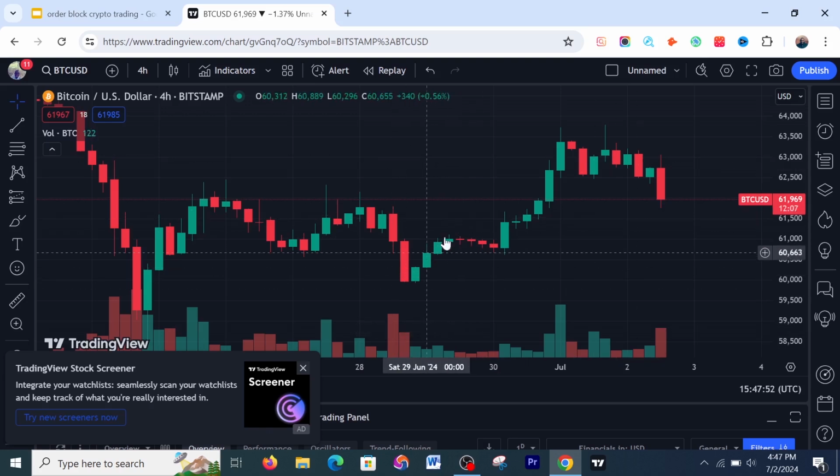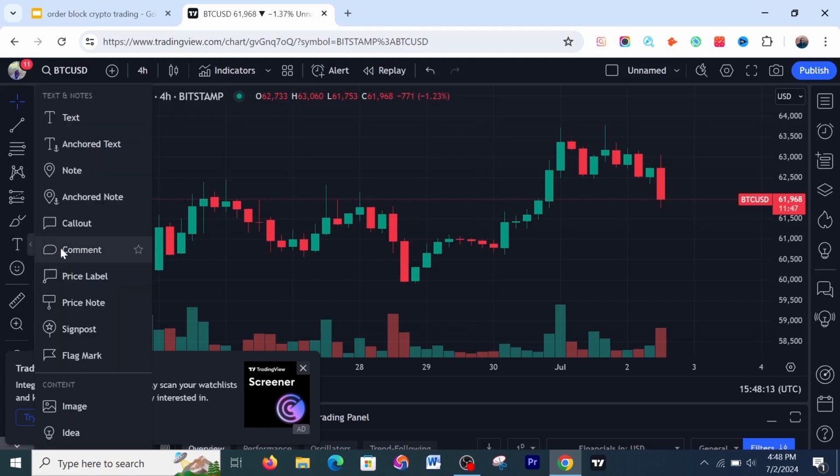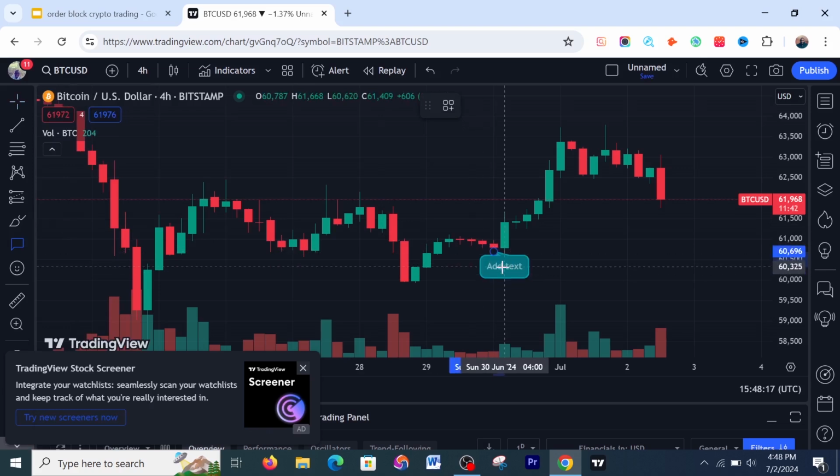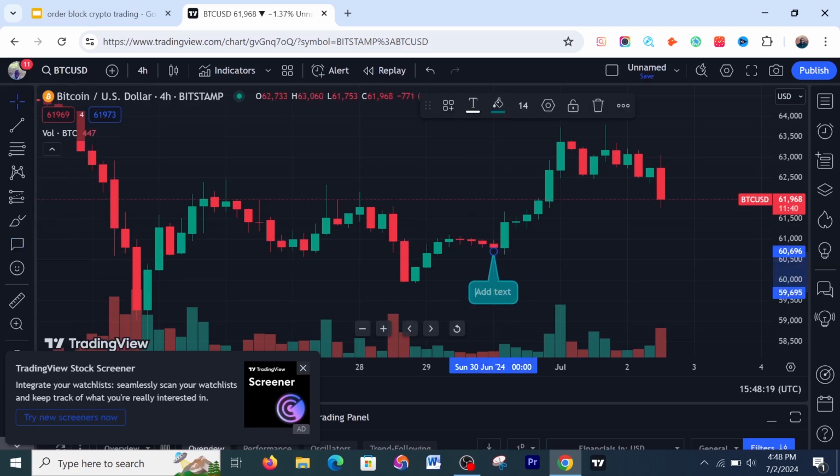If you look at this particular chart, you would be able to easily identify the order block here, and it's this very candle. Let me identify it here. Order block.